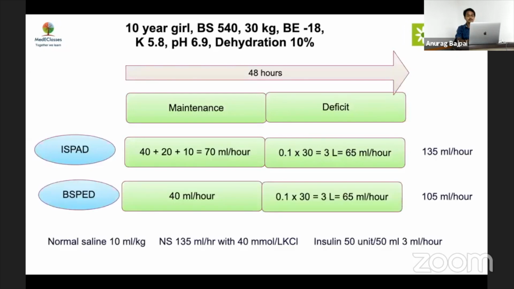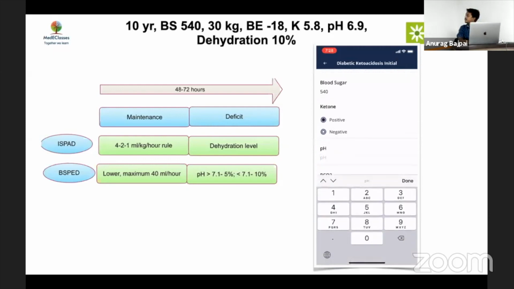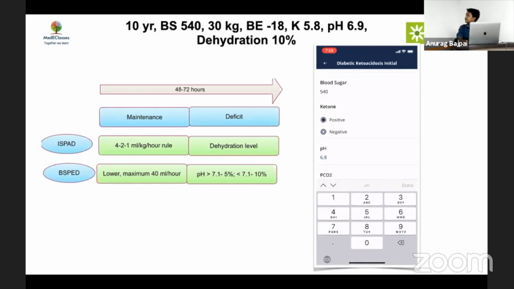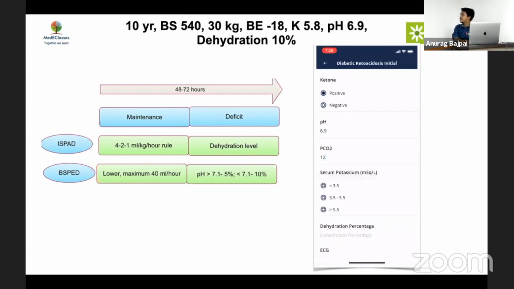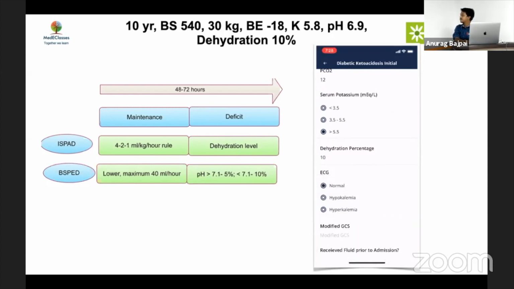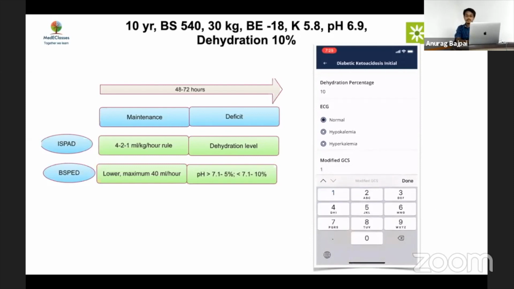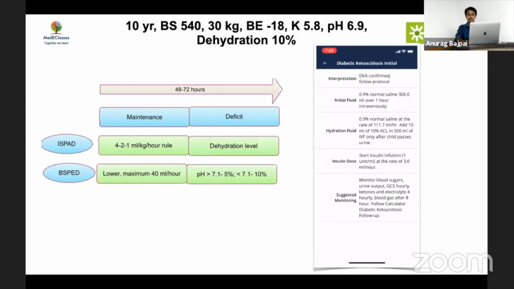Now, often these calculations may be difficult. So what we have done in our application is that all you have to do is put in the data as to whether the ketones are there, the pH parameter, the CO2, all these parameters, and based upon that you will have a uniform output. You just put in the potassium, dehydration, ECG, and then modified GCS, and you get the result, and that is more like an actual prescription. So DKA is confirmed. You give this much fluid, this much hydration fluid, insulin dose, and suggested monitoring.